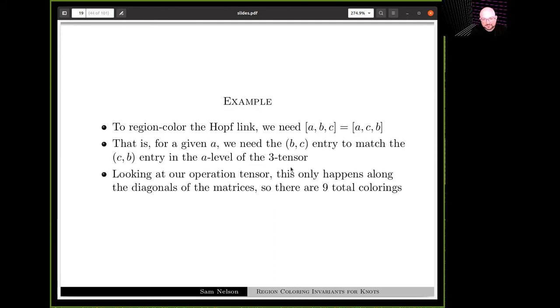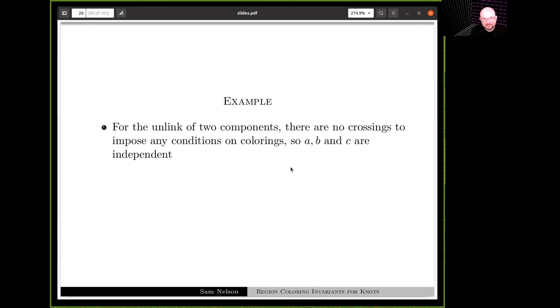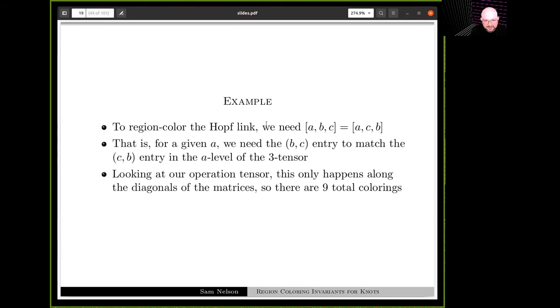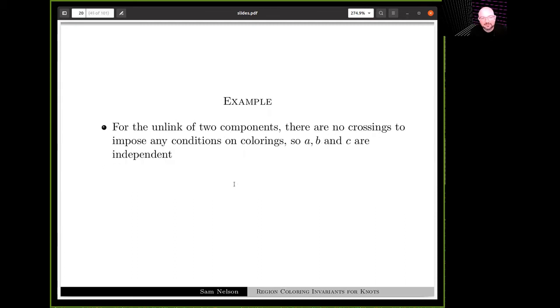Whereas for the unlink of two components, let me go back here. I'm sorry, I went past this one quickly. Looking at our operation 3 tensor, this only happens along the diagonals of the matrices. So there are a total of 9 colorings for the Hopf link.